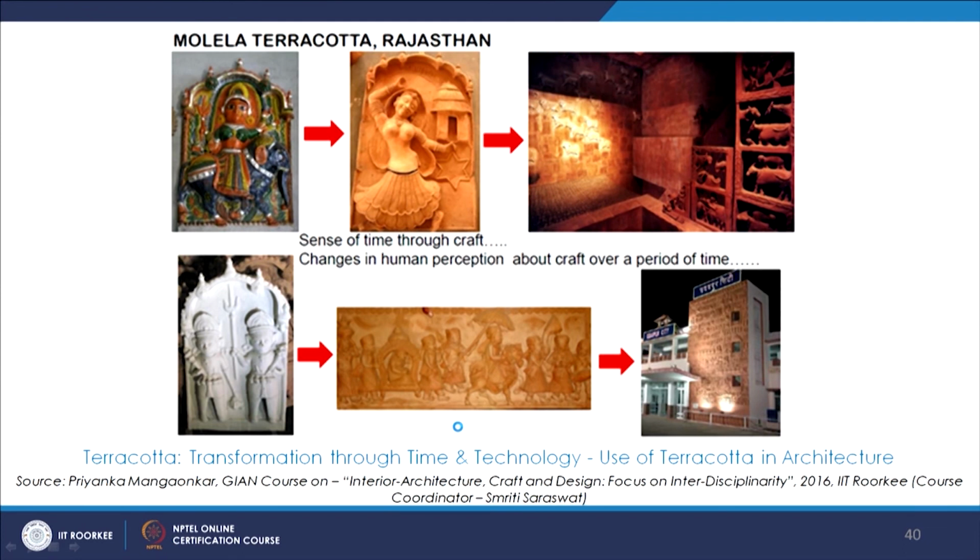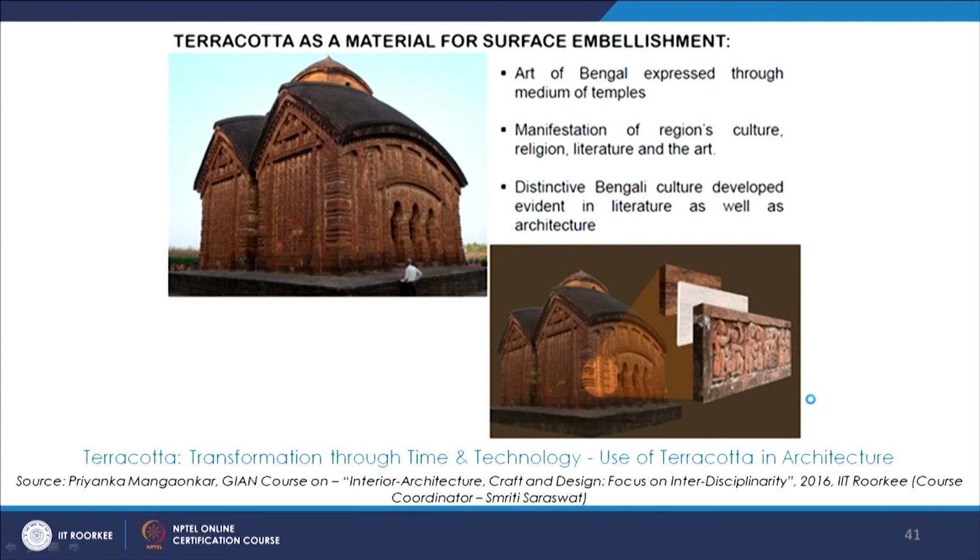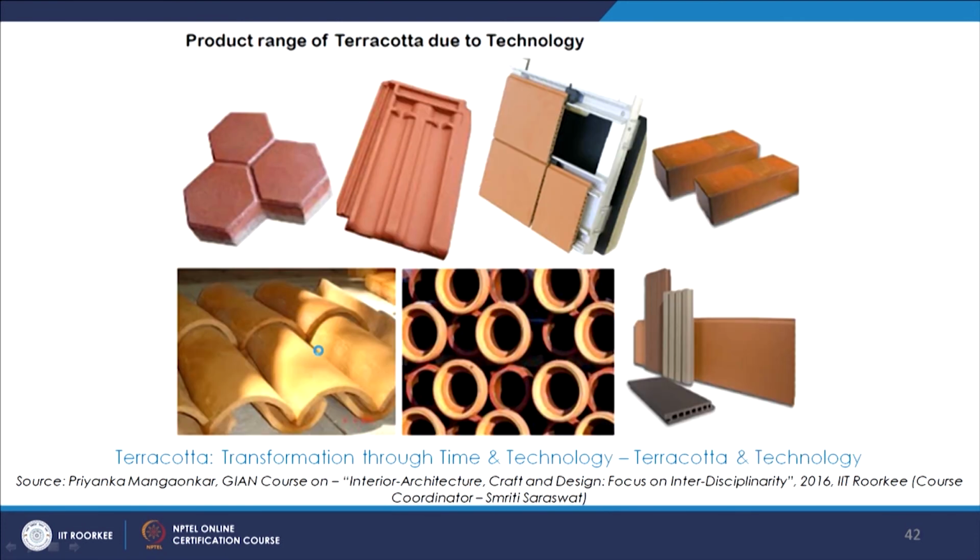This we discussed, and we also tried to see how in different parts of India terracotta is used in different ways. So here there is an example of Rajasthan, and we see it being used as a mural, in the interior of this house, and then here we also see it on the facade of a building. So we saw all this and tried to understand the transition, transformation, and how it was used as a surface embellishment material. Then through technology, now we have different kinds of standard materials in the market.